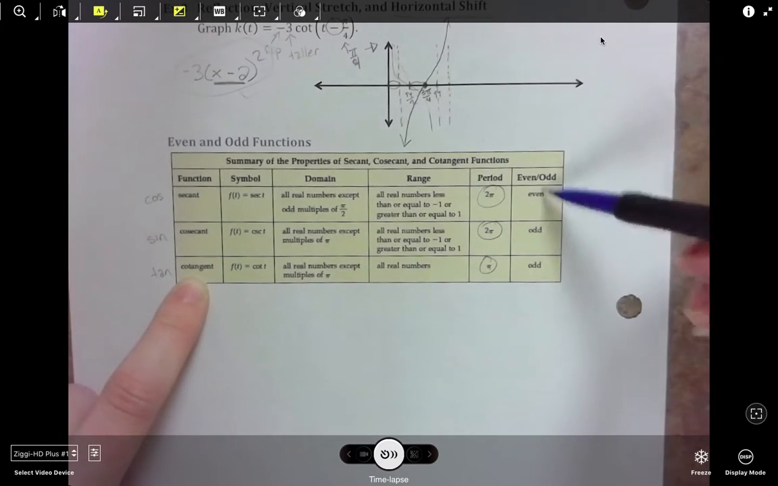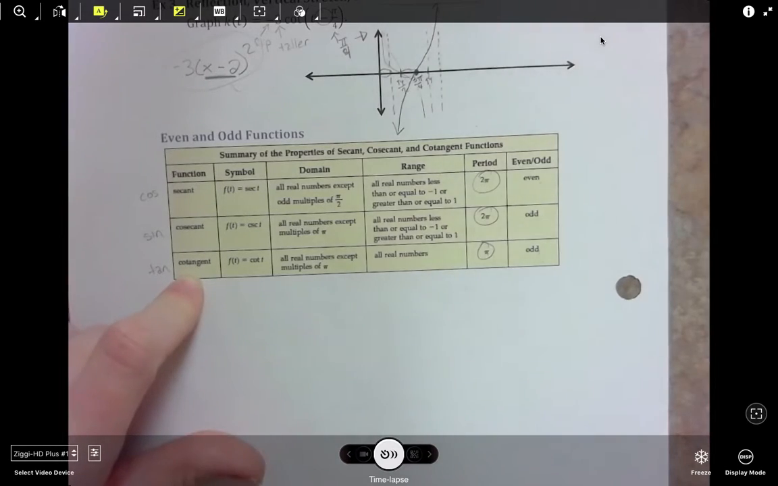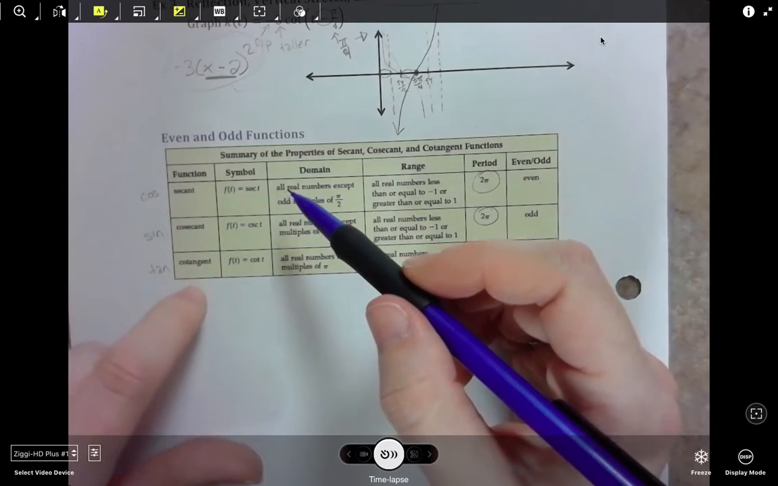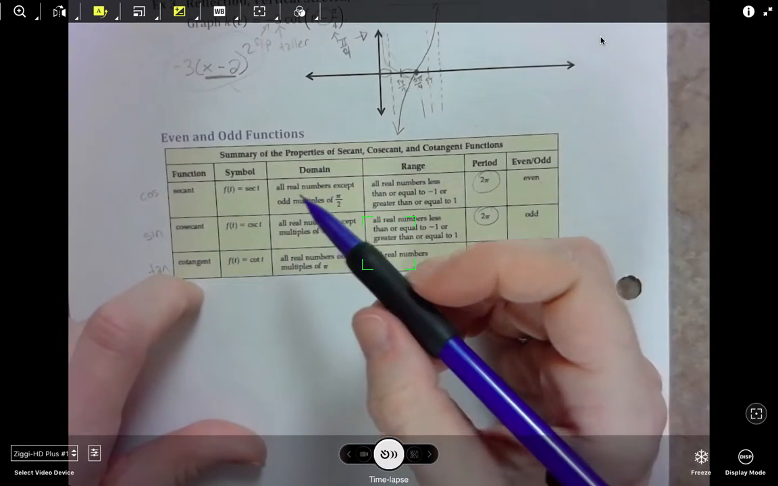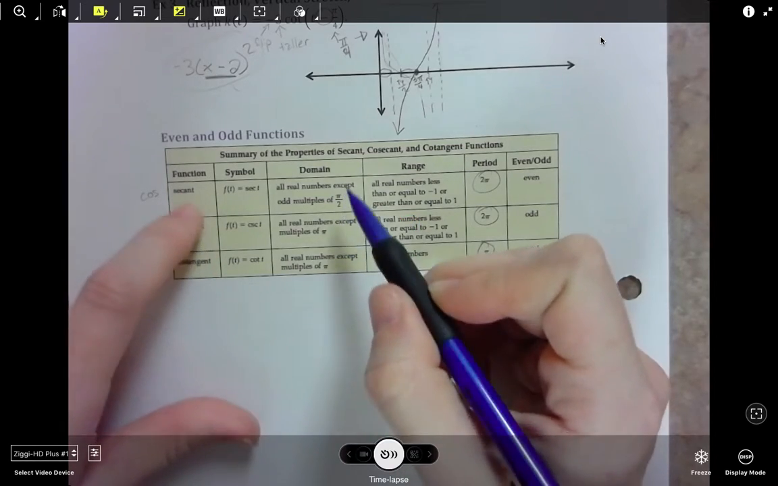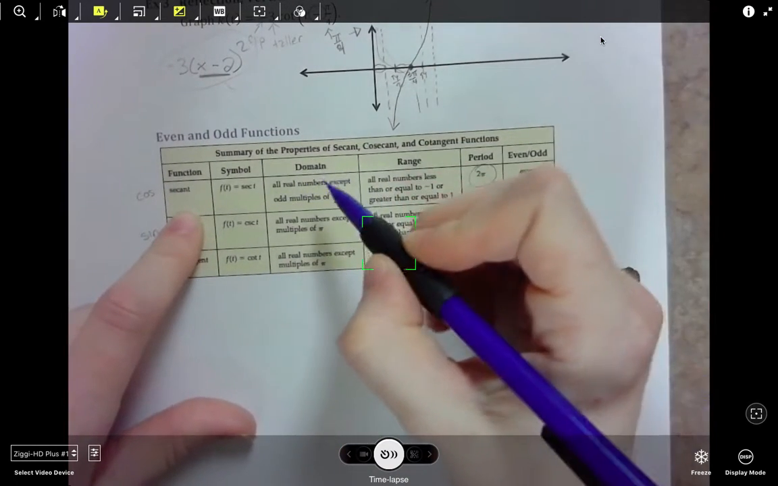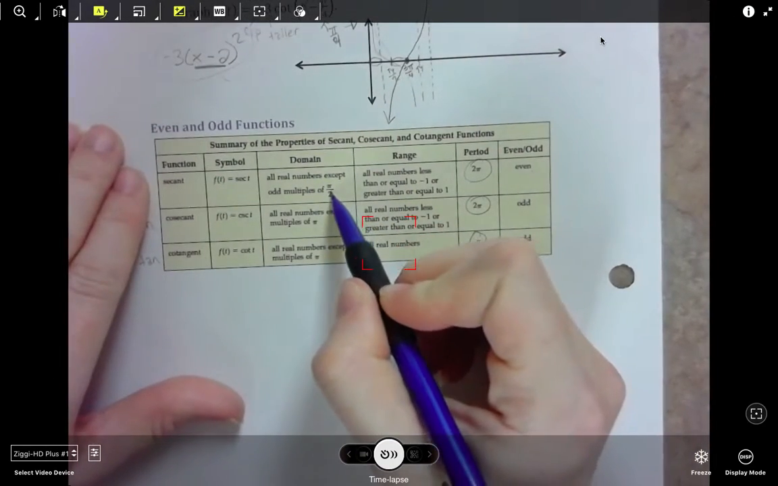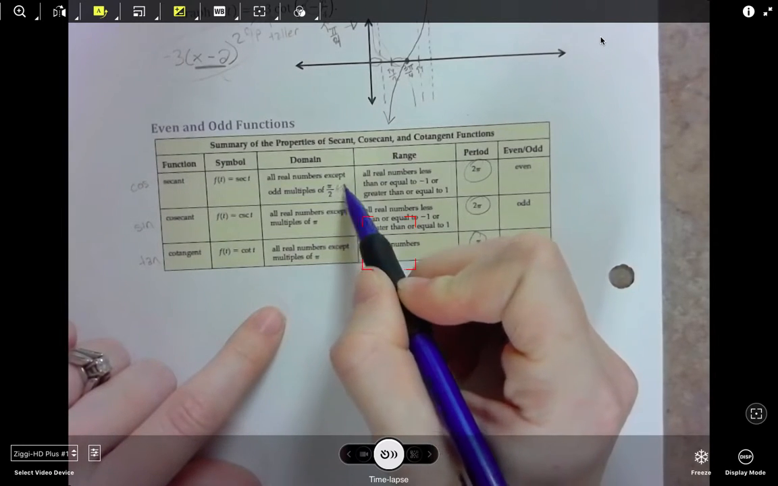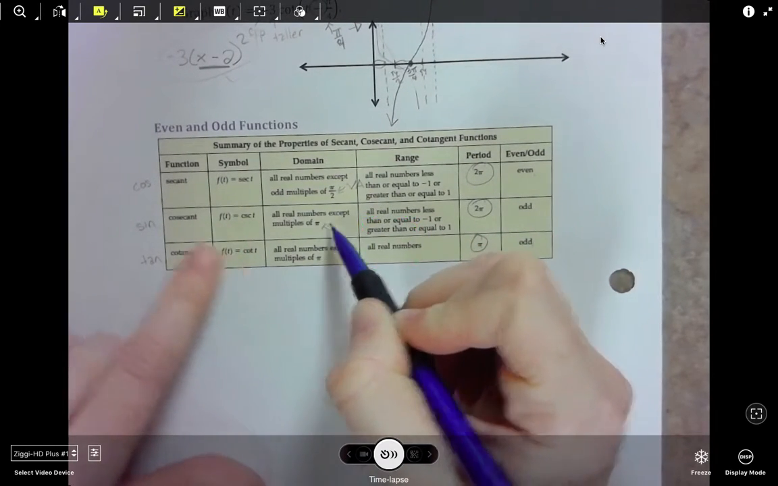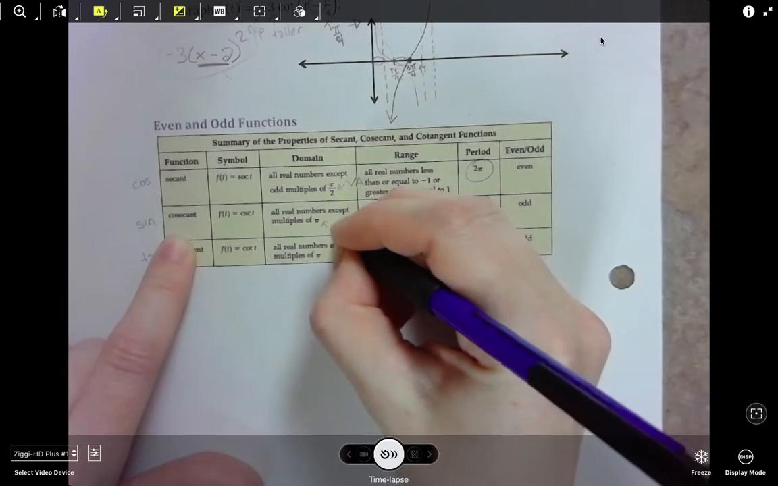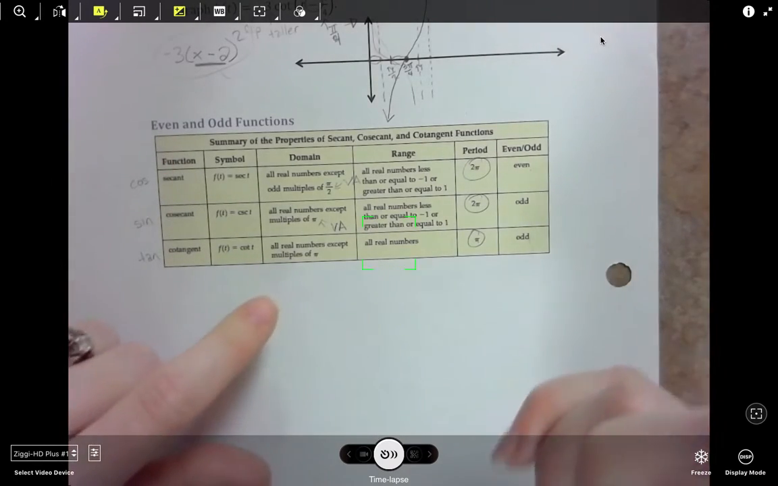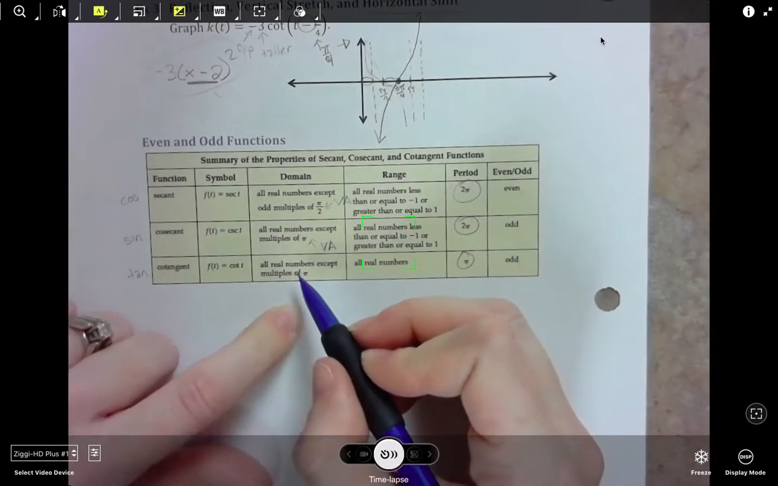Even, odd, just like sine, cosine, and tangent work. And then domain and range. So domain for secant, cosecant, and cotangent. Since cosecant and secant have those vertical asymptotes, the domain, or the x values, are going to be all real numbers except the values of pi over 2, because that's where the vertical asymptotes occur. Vertical asymptotes occur on cosecant at values of pi, so that's where the vertical asymptotes are, and your domain is all numbers except those places. And cotangent is all numbers except multiples of pi.